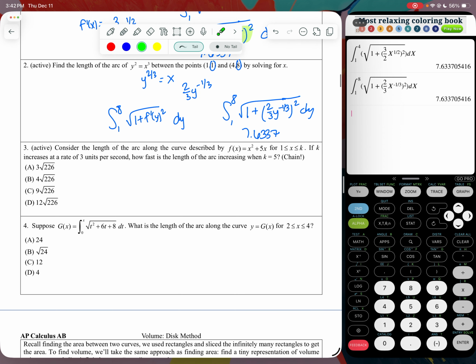Okay, so for number 3, we want to consider the length of the arc along the curve described by f of x is equal to x squared plus 5x from 1 to k. k increases at a rate of 3 units per second. How fast is the length of the arc increasing when k is equal to 5?